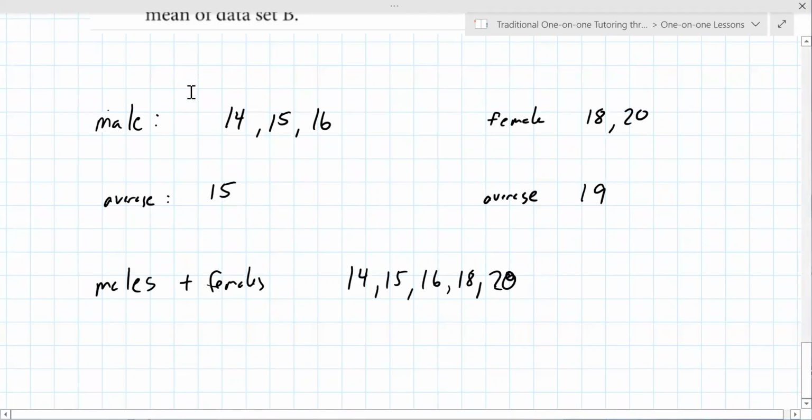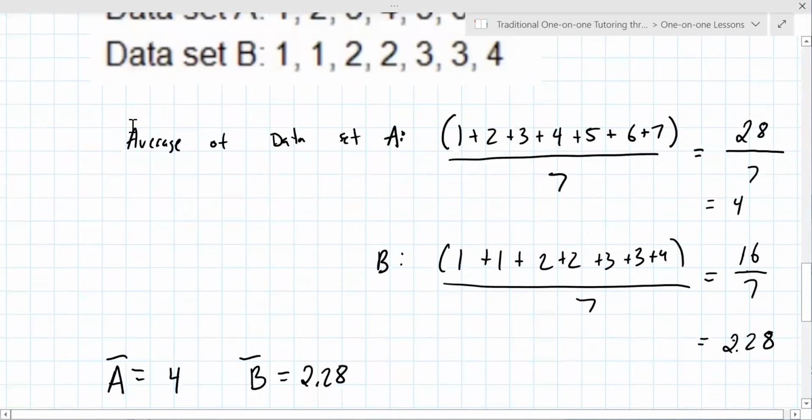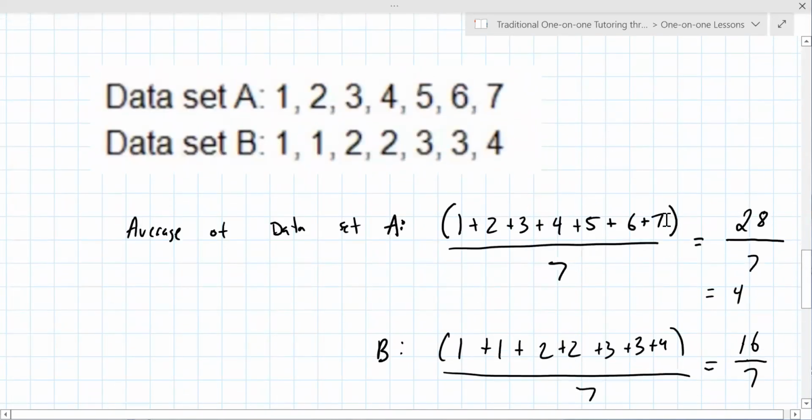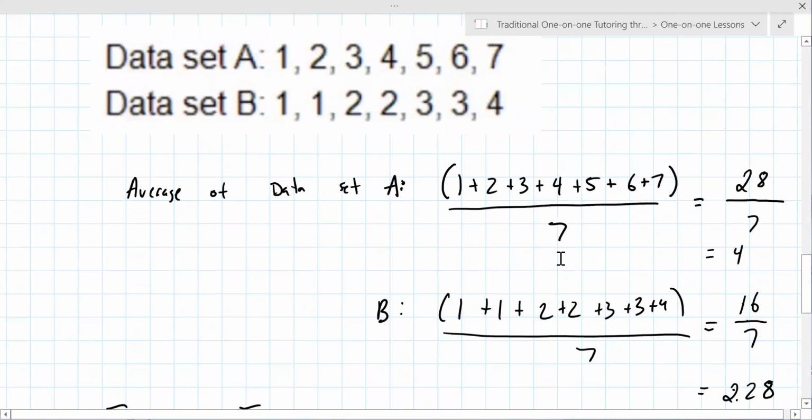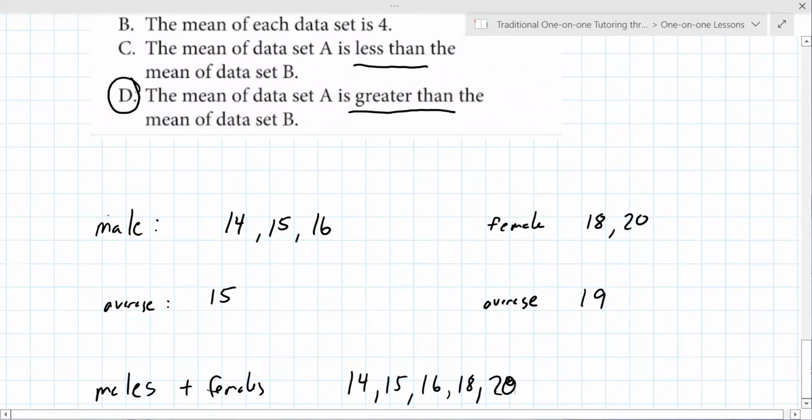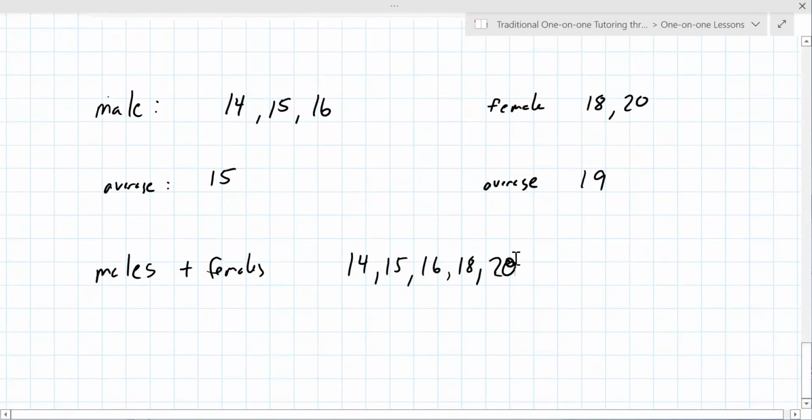Let's go back to the previous problem. How did we find the average of data set A? You have to add all those up and then divide by the number of numbers. Okay, so you would never subtract. I want you to find the average of this group of numbers, please. Okay.